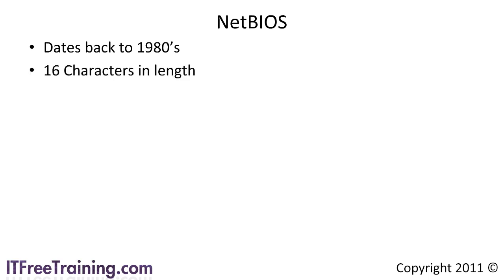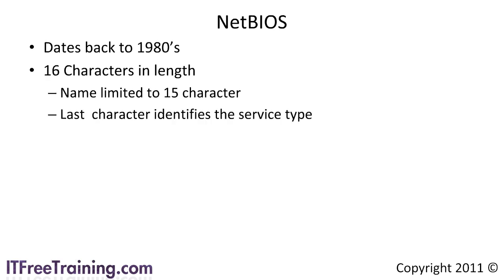NetBIOS is a network standard that was first developed back in the 1980s. Even though TCP/IP has become the default protocol on the internet, and you would be hard-pressed to find a network that runs the NetBIOS protocol, some old applications still need NetBIOS. The NetBIOS name is 16 characters in length. The name itself is limited to 15 characters. The last character is used to identify the service type.